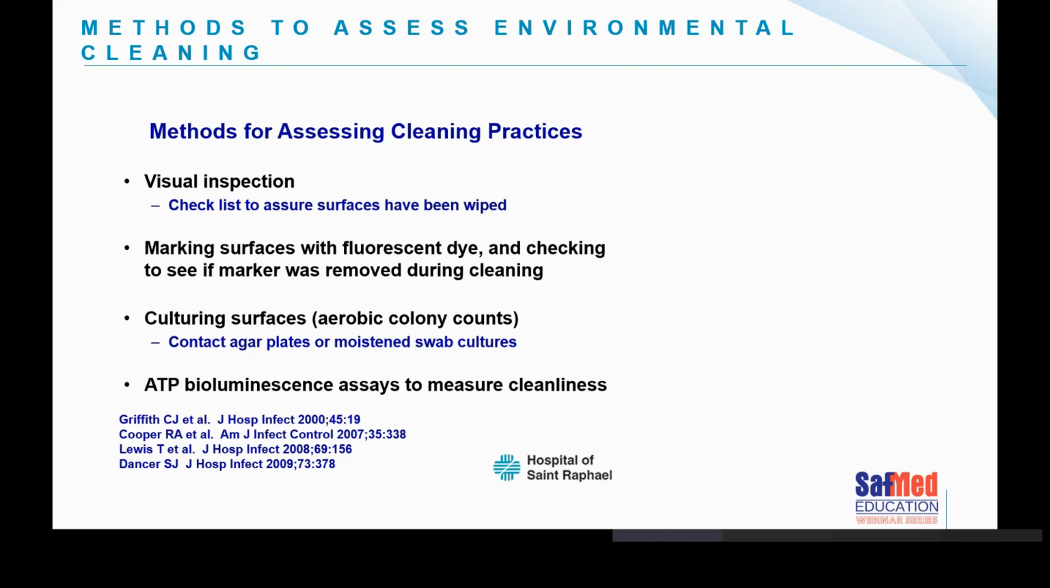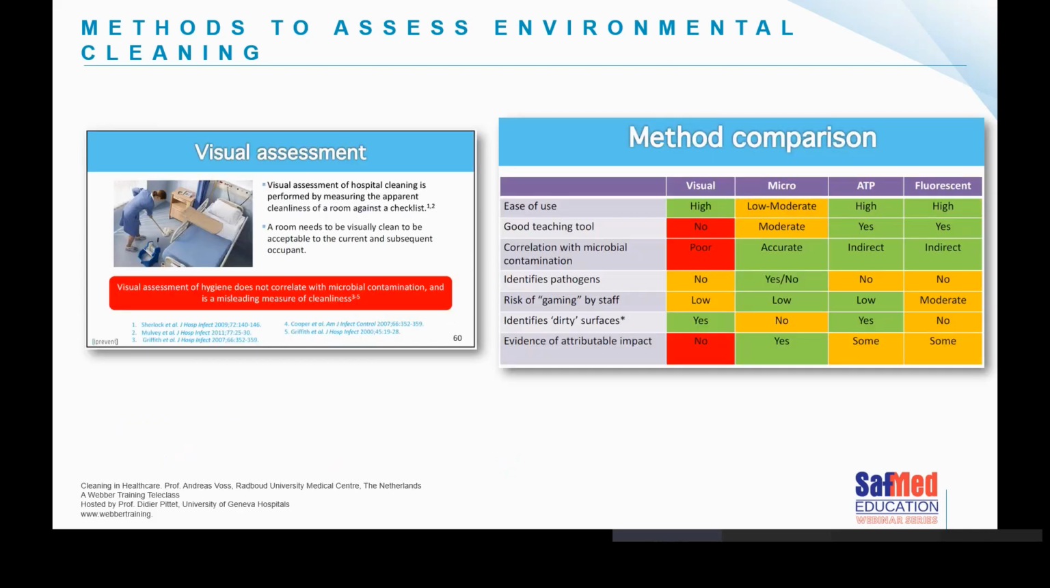So in this webinar that I attended by Professor Andreas Vos of the Netherlands, the different methods to assess environmental cleaning were compared. And he found that visual assessment was actually the least effective. He said that visual assessment of hygiene does not correlate with microbial contamination and is a misleading measure of cleanliness. So that is not at all recommended. It's very difficult to just look at a place and to see whether it's clean or not, or just use a checklist. So the two methods you will see here on this table, ATP and fluorescent light, actually compared very well.